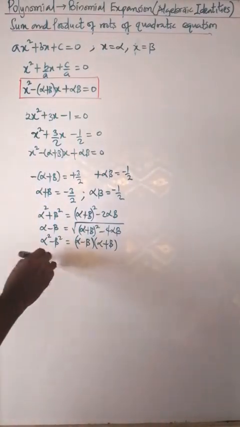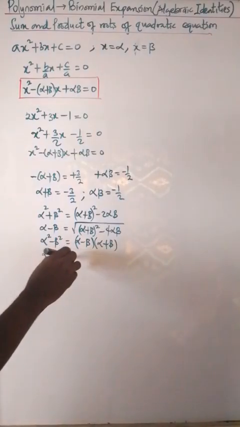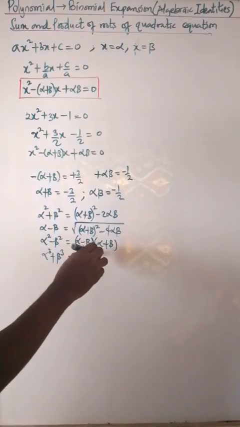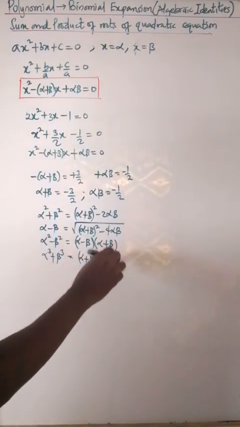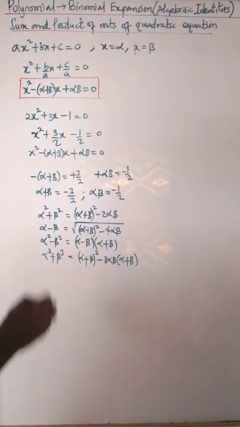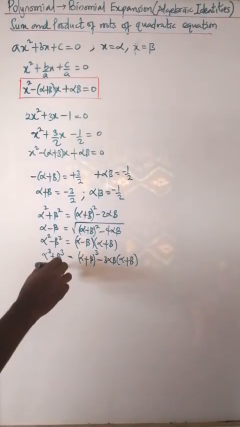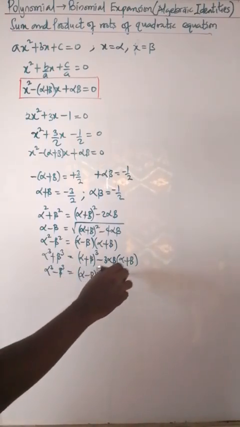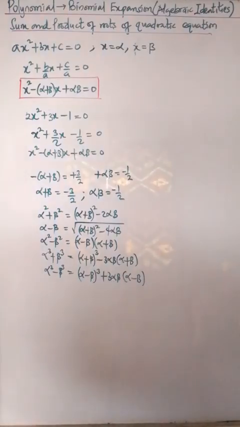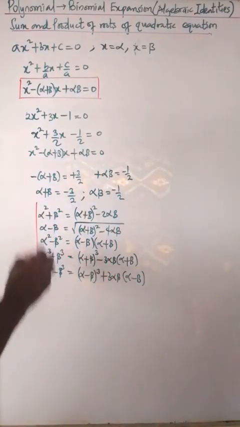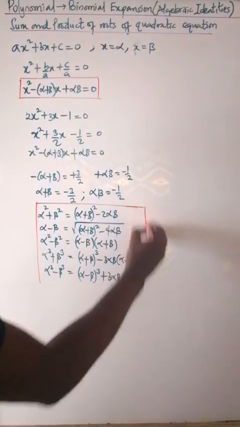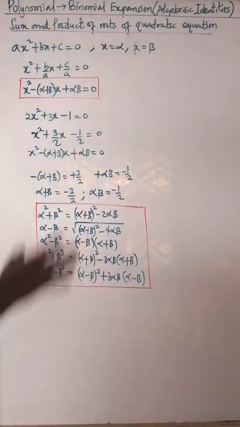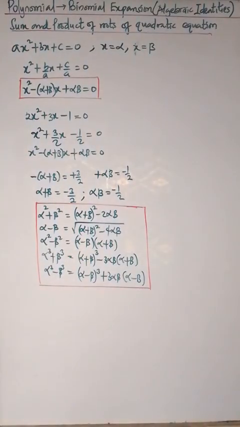For cubes also, alpha cube plus beta cube equals, let's use plus first, (alpha plus beta) all cube minus 3 alpha beta into (alpha plus beta). Then lastly, alpha cube minus beta cube is (alpha minus beta) all cube plus 3 alpha beta (alpha minus beta). All these identities, we've proven all of them already in the previous slide. So you must know all these by heart. With this, you can solve any question of this form. So it is very important. All these are gotten from the identities.